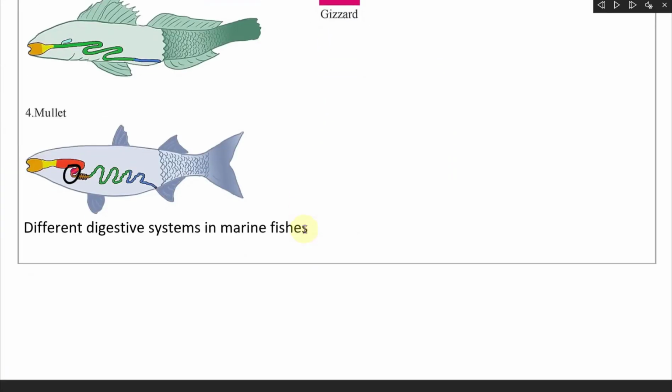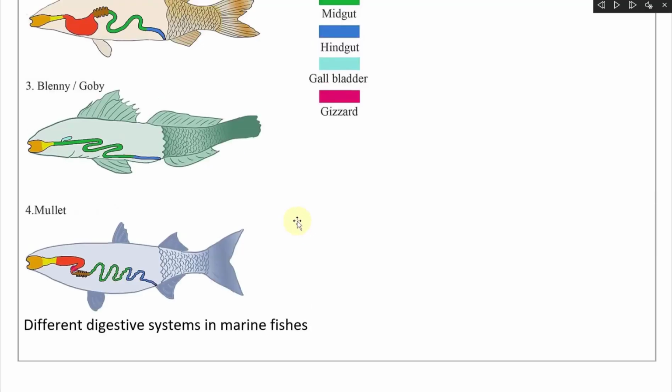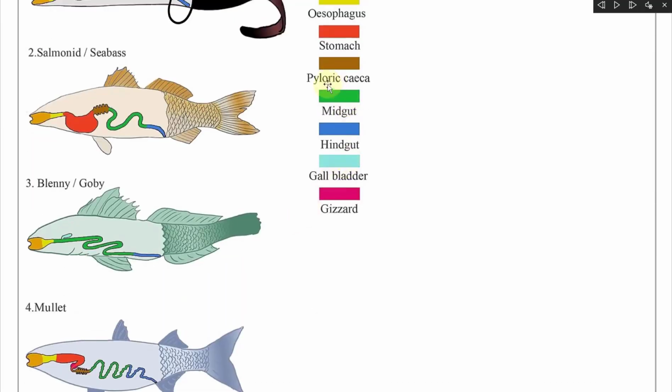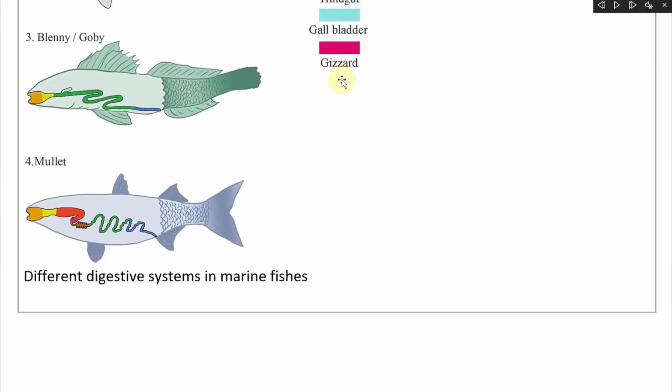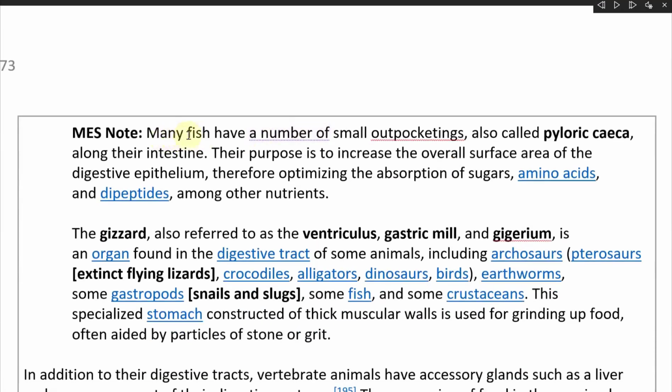All right, let's zoom back out and go over two terms that we haven't come across: the pyloric ceca and the gizzard. So the notes say many fish have a number of small outpocketings called pyloric ceca along their intestine. Their purpose is to increase the overall surface area of the digestive epithelium, that lining layer of the digestive system, therefore optimizing the absorption of sugars, amino acids, and dipeptides, or two amino acid chains, among other nutrients.